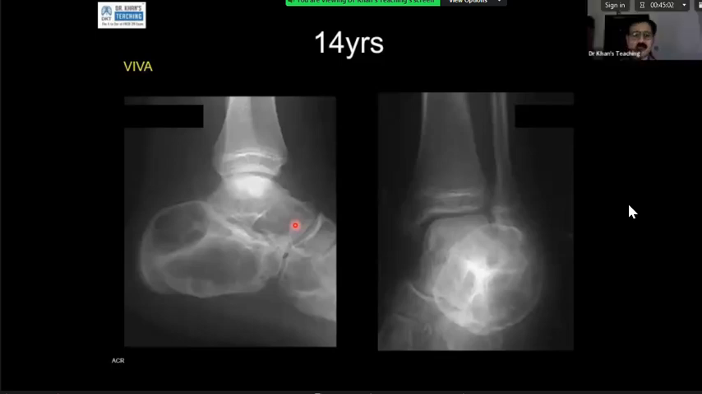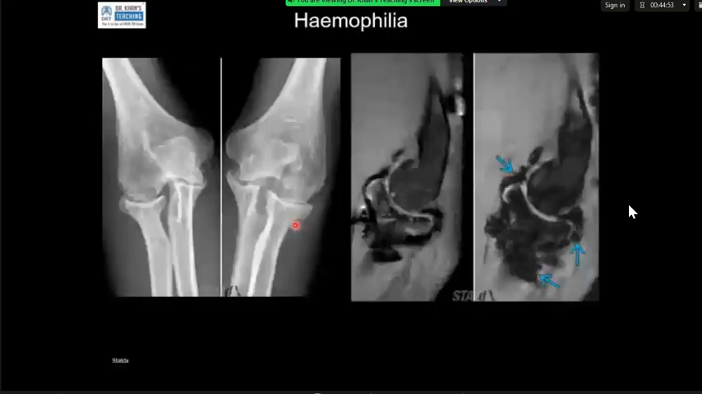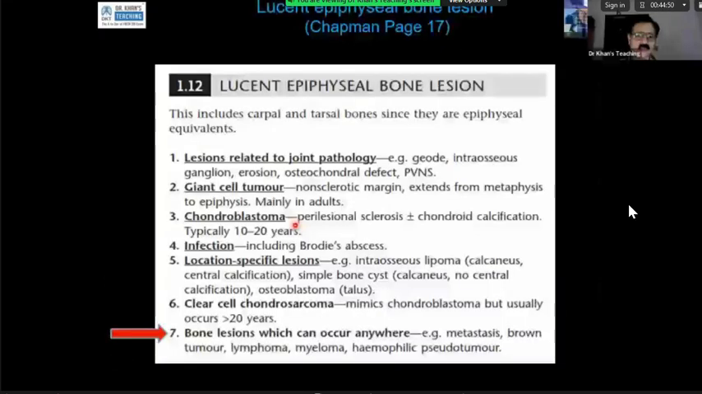So then what? You said ABC. What else? So the differential is in front of your eyes. Expansile. Then I think it can be from the miscellaneous category. I think it can be again a pseudotumor of the calcaneum. I am expecting you to consider these things and then rule them out or rule them in. Location-specific lesions. Intraosseous lipoma. Calcaneum central calcification. So you have to tell me.